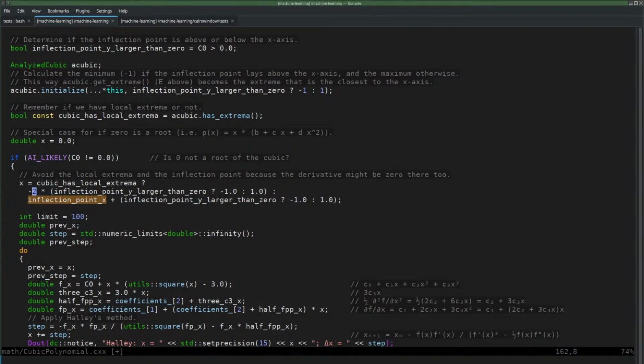So something went wrong here, because this is minus 2 minus 1 is 2. Let's just remove that and then say minus 2 and plus 2. So the inflection point y larger than 0, then we want to use minus 2. Yes.